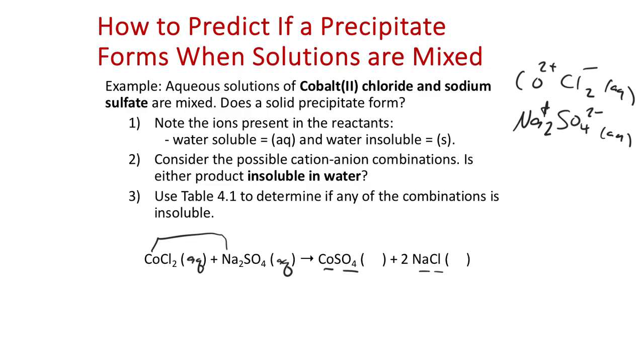But when I think of the solubility chart for sulfate, I could inspect it. If you need to double check, that's fine, but cobalt 2 plus is not one of the insoluble exceptions. So that would be an aqueous compound, so water soluble.